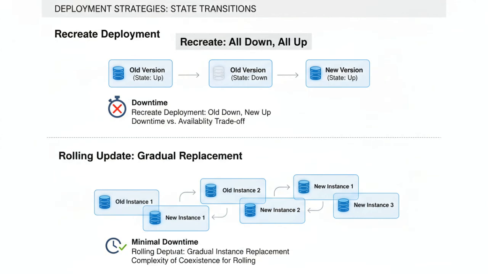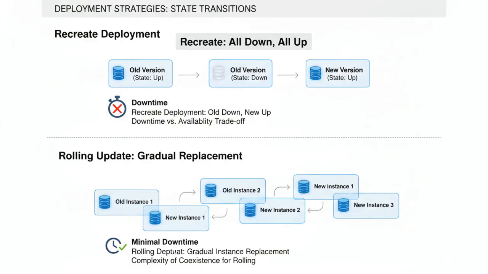First, the recreate strategy is the simplest to understand. It takes down the old version of your application entirely, and once it's completely offline, the new version is brought up. This approach is straightforward to implement, but incurs unavoidable downtime, which might be acceptable for non-critical services or during scheduled maintenance windows. The second strategy, rolling updates, addresses the downtime issue.